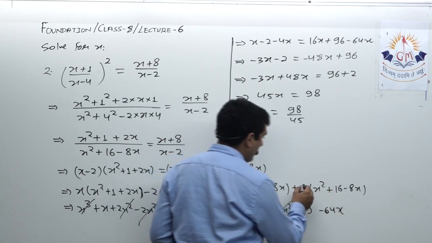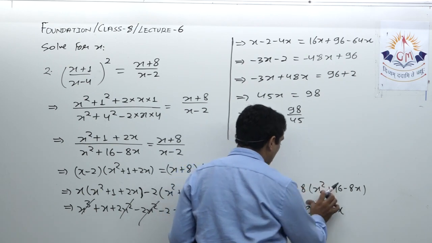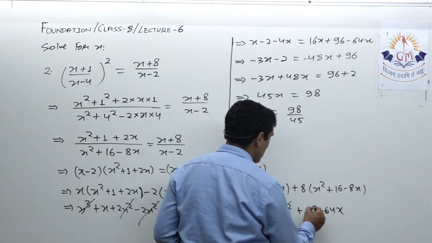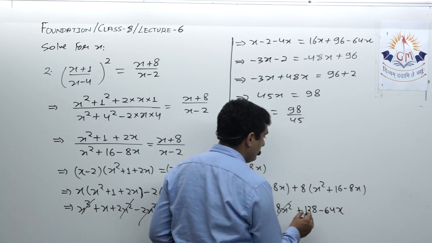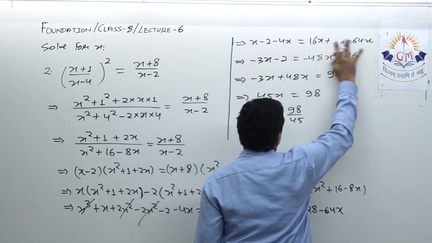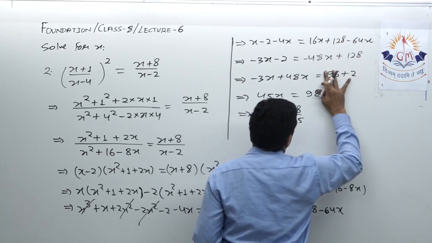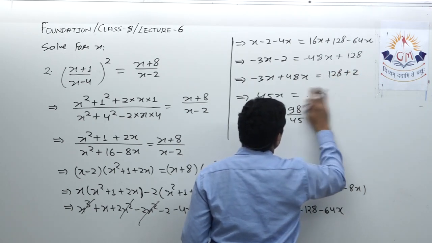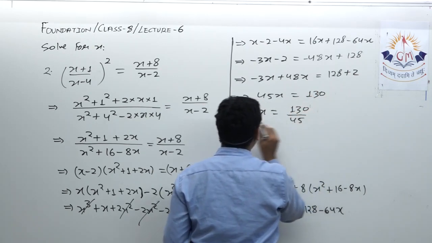Okay, here there is a mistake, 8 into 16. I took actually 16 into 6. Here it should be 128. Okay, so here it should be 128. So there is a mistake, make it correct. 128. So here it will be 128 plus 2, that is 130. So 130 divided by 45.